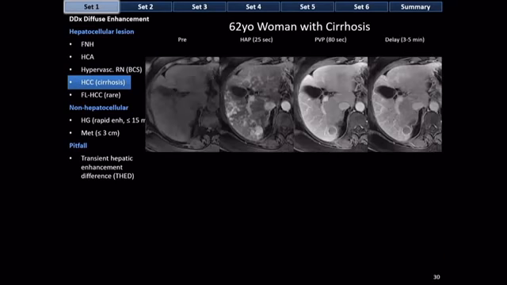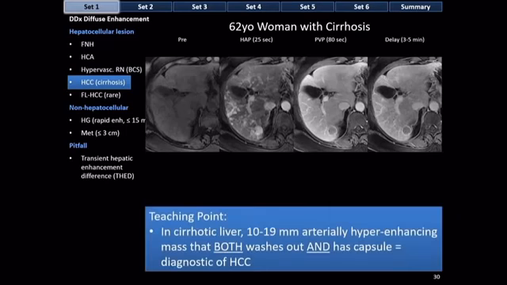What about this lesion over here? I'm pointing now to a lesion in segment 6 at the bottom edge of the liver. Ignore for now all these little perfusion alterations elsewhere in the liver. This lesion is less than 2 centimeters, but it washes out and it has a capsule. It has both. So the teaching point is that if something is 10 to 19 millimeters, hyperenhances and has both washout and capsule, it is diagnostic of HCC in the setting, of course, of cirrhosis. So if it's 10 to 19 millimeters, why do we require washout and capsule?